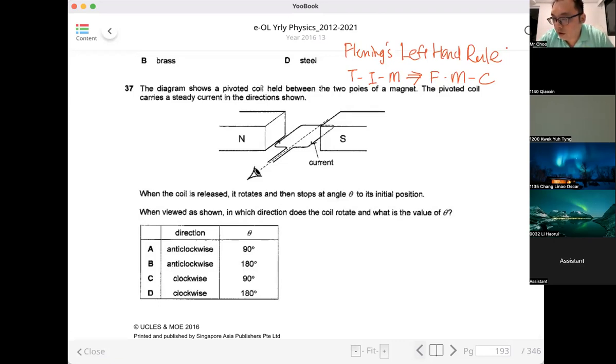Okay, so can you see the current here, on the left side, this is the current. This will be your middle finger. Ryan, on the left side over here, this is your middle finger because it's current.